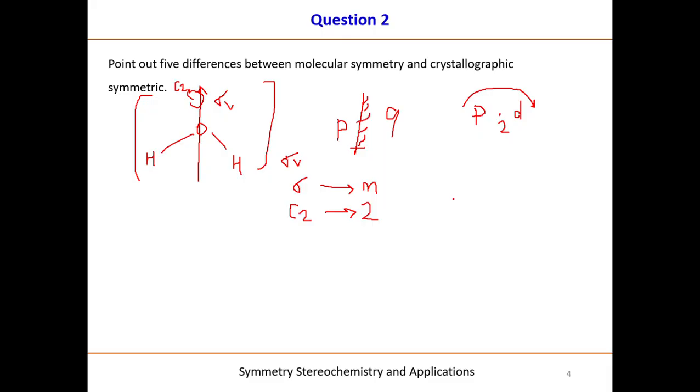Now the third difference is that in molecular symmetry, the Cn axis is denoted like this, Cn, and n is equal to 1, 2, 3, 4, 5, 6, etc., till infinity we can say.